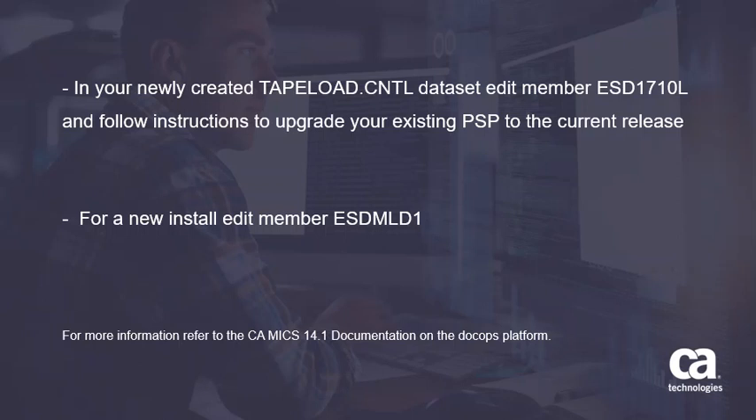After successfully running the IEB copy job in the previous slide, edit the newly created tapeload.control dataset in edit member ESD 1710L. Follow the instructions in the comments to upgrade your existing PSP to the current release. Once completed, you would then refresh your PSP tables with an MWF and then begin to apply the maintenance. For a new install, edit member ESD MLD1 and then follow the instructions to install a new complex.